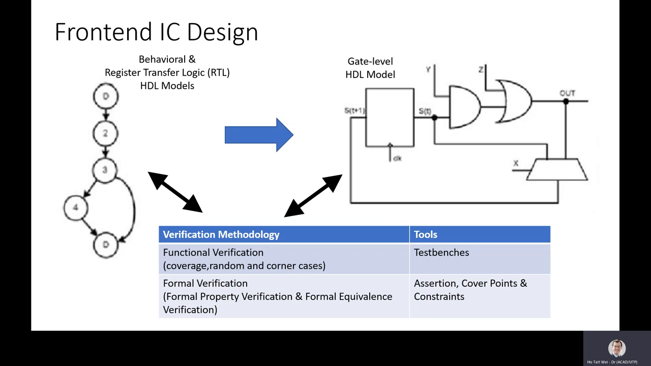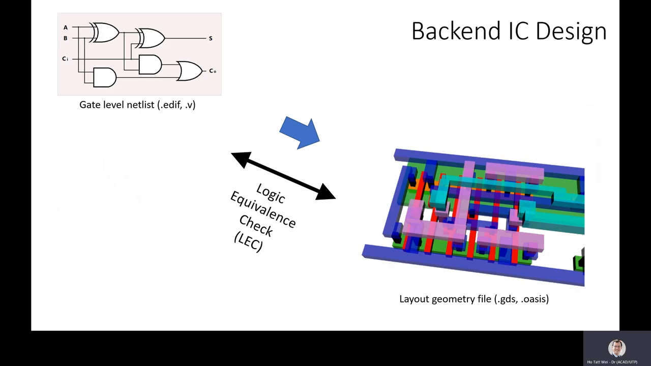Next, we shall move on to describe the main tasks involved in the back-end IC design. So after the front-end IC design, we end up with what is called a gate-level netlist, that is a file with a .edif or a .v ending for Verilog, right, for the file name.